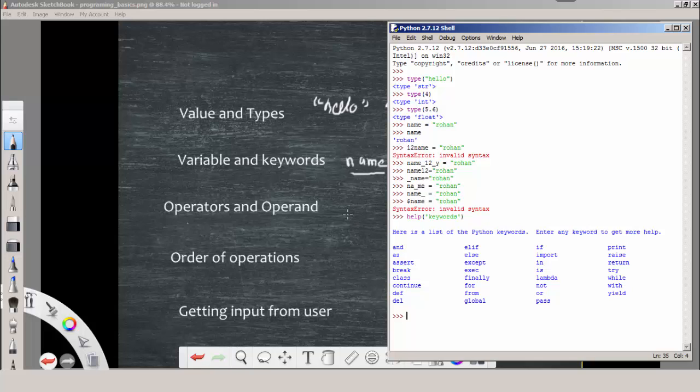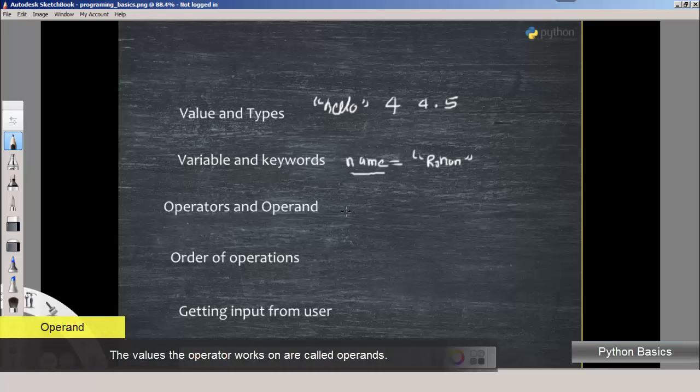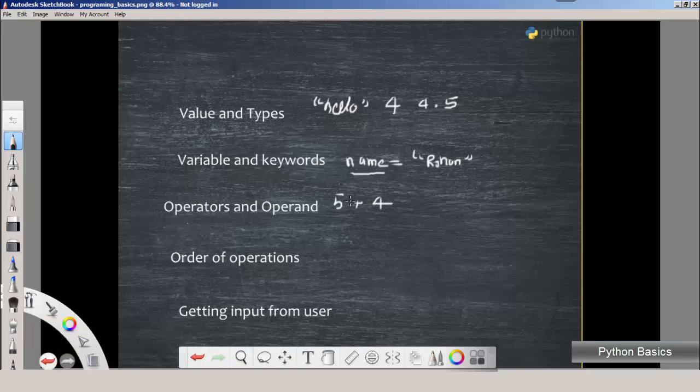Now let's have a look at operators and operands. Operators are used to perform the operation on operands. So what is an operand? Let's have an example: 5 plus 4, and I want to compute it. So how can we compute? 4 and 5 are the operands and plus is the operator.